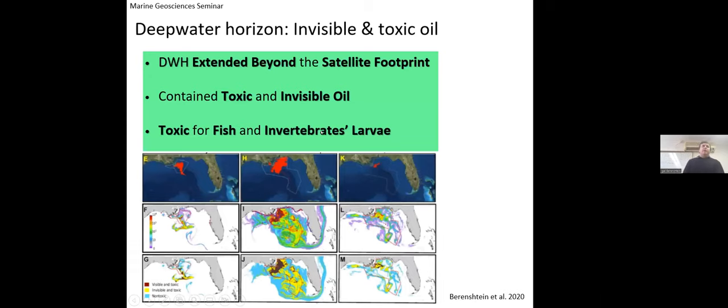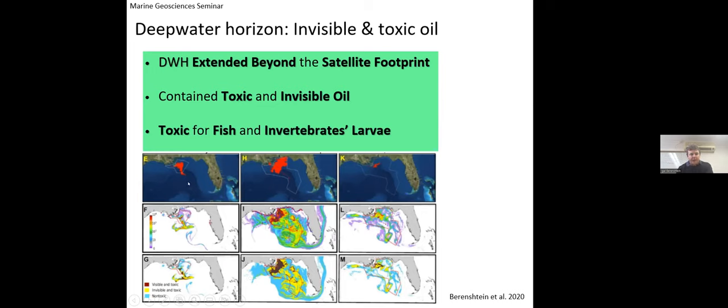So in addition to looking at the cumulative extent, we managed to cut a few cuts in the duration of the spill, and that also demonstrates good correspondence. So what we can see at the top is the satellite footprint. In the middle panels are the oil spill model results, the concentrations. And at the bottom panel, we can see again the visible and toxic, invisible and toxic and non-toxic.